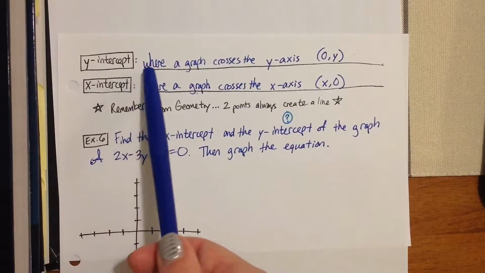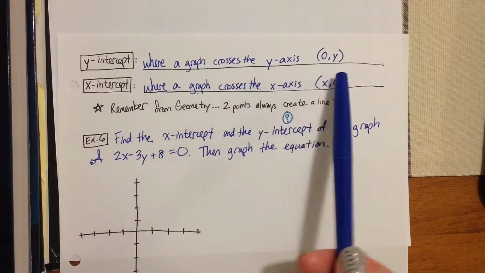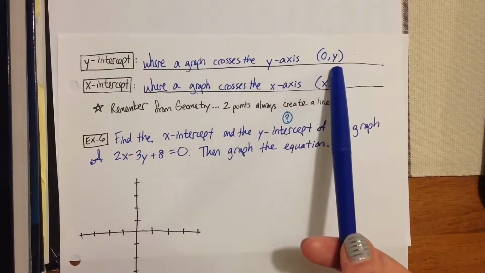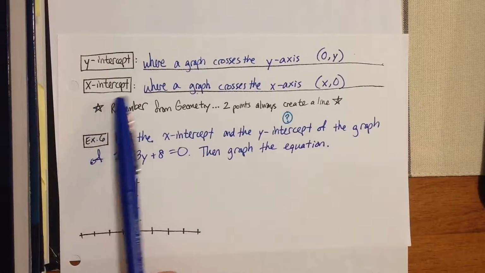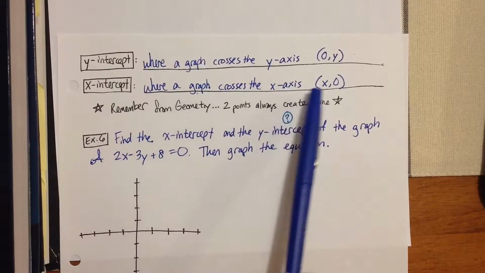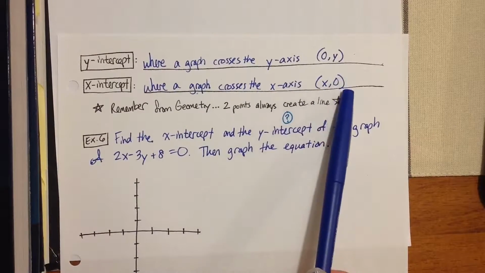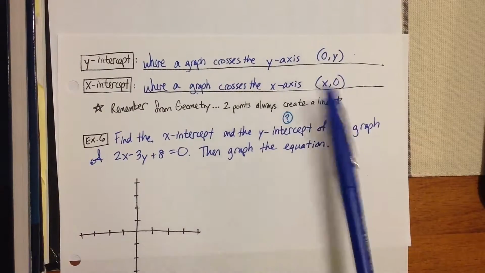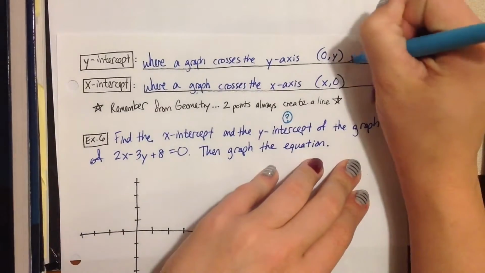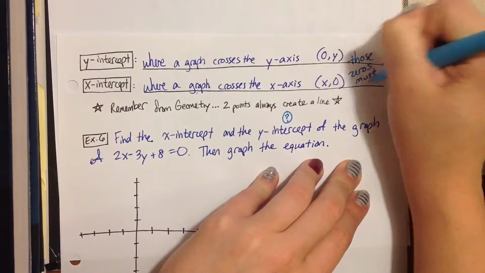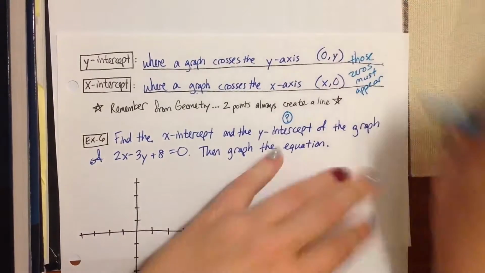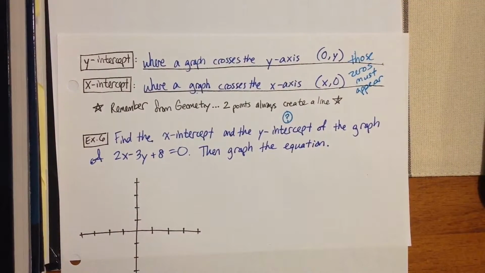The y-intercept is where a graph crosses the y-axis. It always has the ordered pair 0, y, where y is your y-intercept. The x-intercept is where a graph crosses the x-axis. It's always in the form x, 0. So those zeros must appear in your ordered pairs for these intercept points.